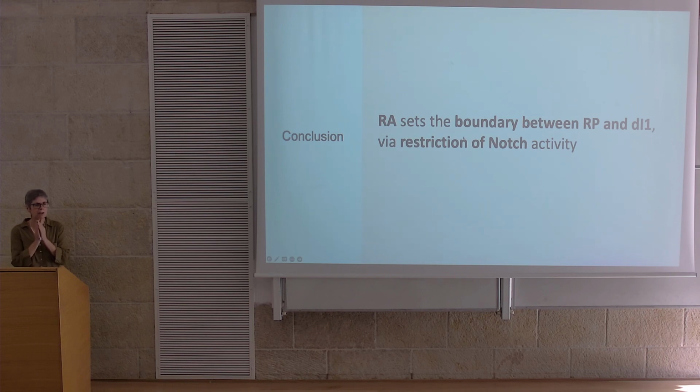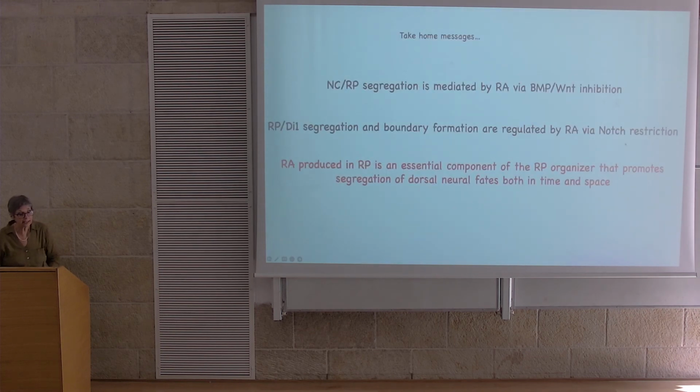Pay attention that most of the interactions are of a negative type, of a repressive and not of a stimulatory type at this time. So the take-home messages are that crest from roof plate segregate by retinoic acid via BMP, and also Wnt. This is a whole entire story I didn't talk about at all, but Wnt is downstream of BMP and it is affected in the very same manner. The segregation between roof plate and DI1 and the formation of the boundary between them are regulated via notch restriction by retinoic acid as well.